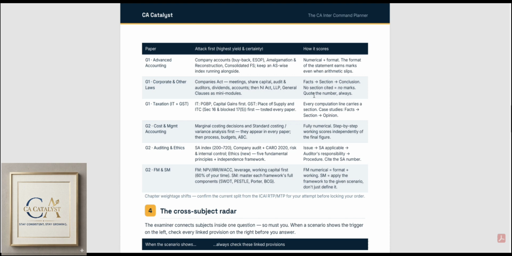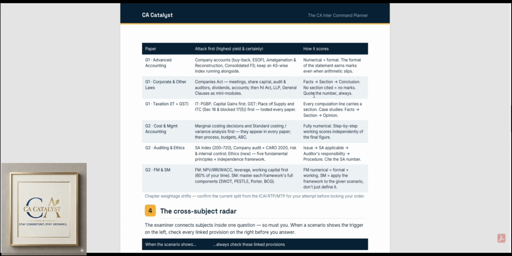Now when your section is not quoted, there are no marks. Always quote the number, but in case you don't know the section number, do not skip the question. Yes, there are no marks for that section, but quote what you can and try to write the answer, because if you don't write it, you lose the marks for the other steps as well. For the other steps you have brought in, you will get the marks.